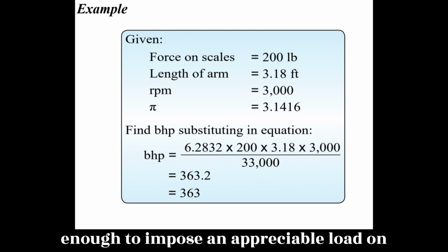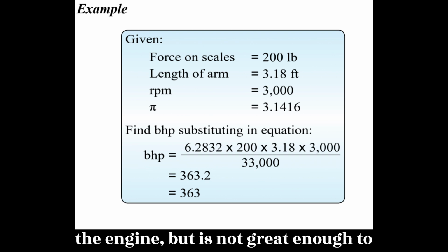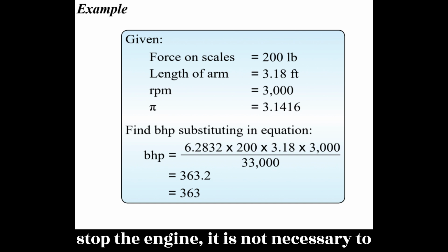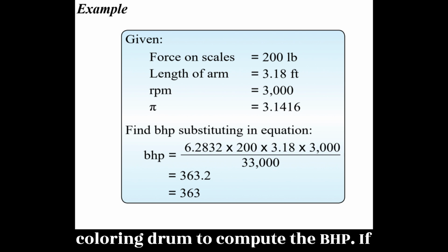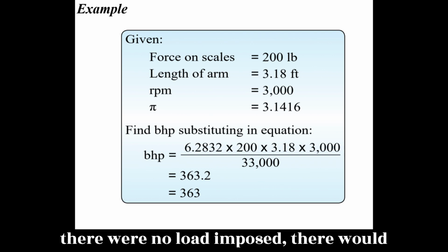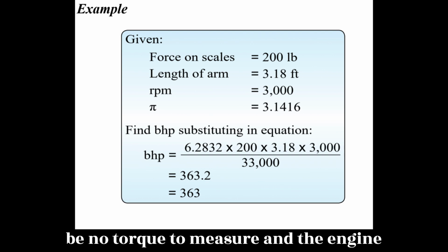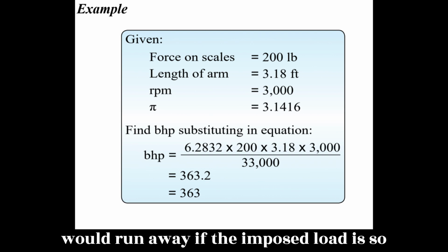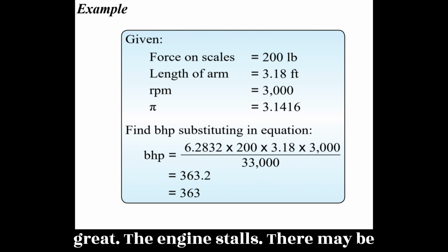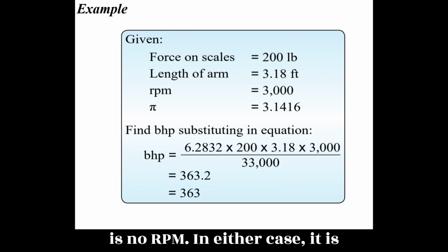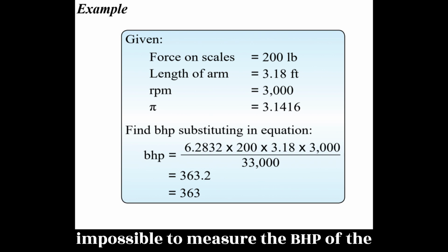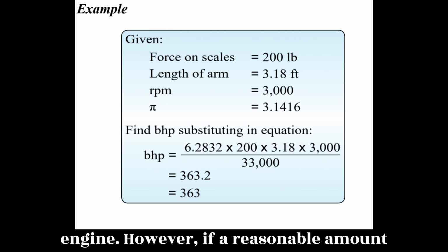As long as the friction between the brake collar and propeller shaft drum is great enough to impose an appreciable load on the engine, but is not great enough to stop the engine, it is not necessary to know the amount of friction between the collar and drum to compute the BHP. If there were no load imposed, there would be no torque to measure, and the engine would run away. If the imposed load is so great that the engine stalls, there may be considerable torque to measure, but there is no RPM. In either case, it is impossible to measure the BHP of the engine.